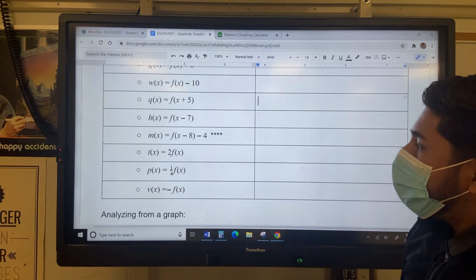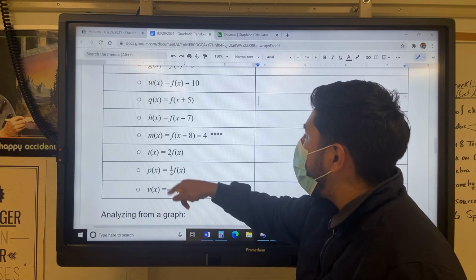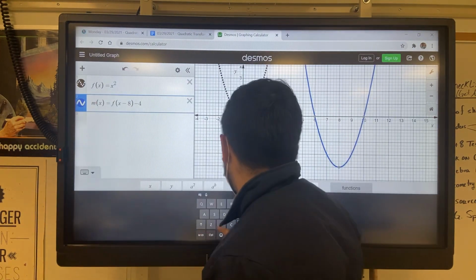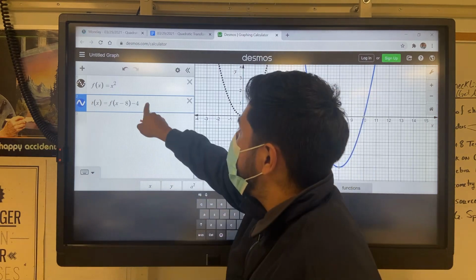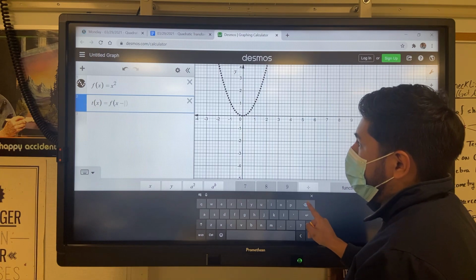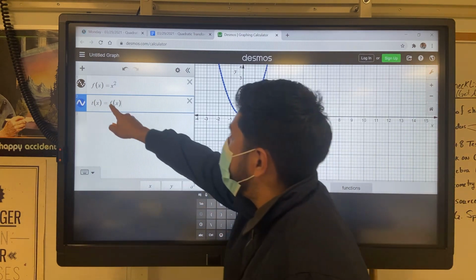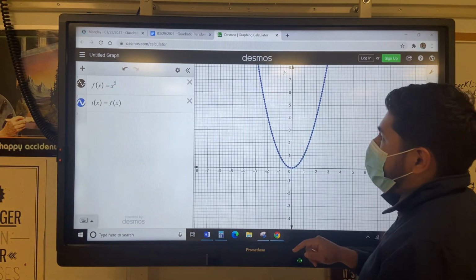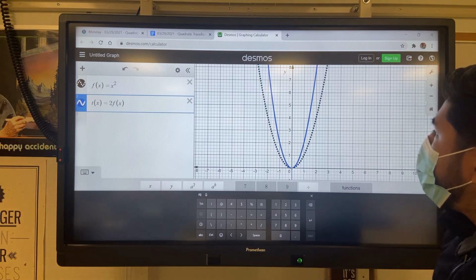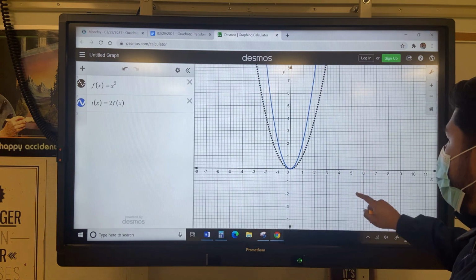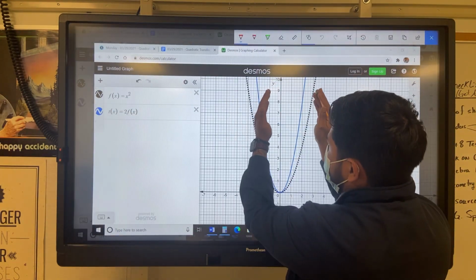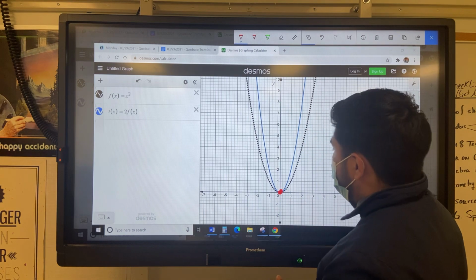All right, right here you can see it's t of x equals 2f of x. I'm trying to go as fast as I can, guys. Now the 2 is in front of the f of x. Let me put the 2 right there. You can see we haven't changed anything because f of x stayed the same. But if I put a 2, boom. What happened here was it went from the regular one and it went inwards, but the vertex stayed the same.